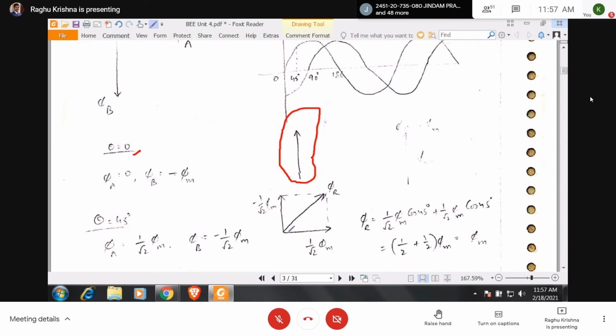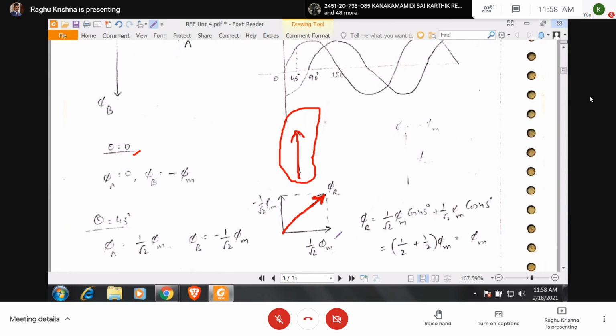So what about the resultant? This is the resultant flux. Previously it was like this. This is the direction of the lines of force. Now the direction of the lines of force has changed. So here the flux is rotating in clockwise direction.